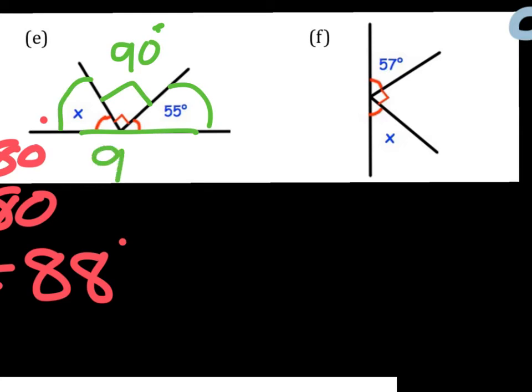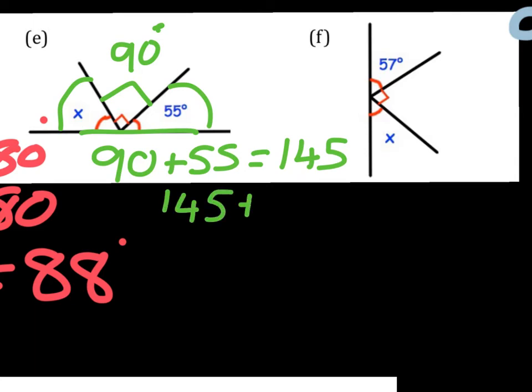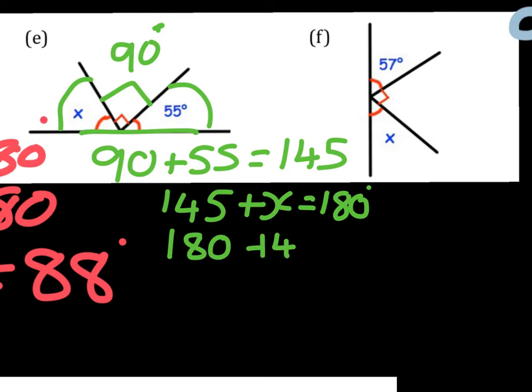So I've got 90 plus 55 first of all. That gives me 145, and I know that the 145 plus the missing angle, which is just called x, should equal that 180 on the straight line. So I just need to do inverse operation to work out the missing number. 180 minus 145, and that's going to give me the missing angle, which is 35 degrees.